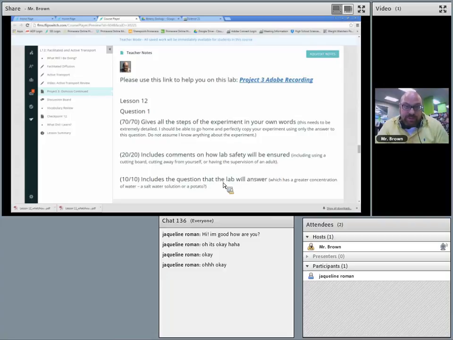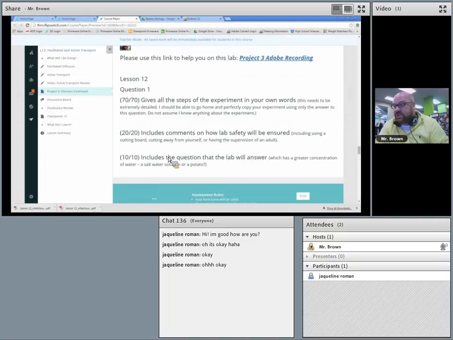So you're going to get 2 equal slices of a potato. I should be able to go home and do the experiment based on what you're telling me. So I'm going to get 2 slices of a potato. I'm going to put each slice in half a cup of water. In one of the cups, I'm going to add, I think it's a teaspoon of salt, and stir it up. So you have a fresh water and a salt water cup. Put 1 slice in the fresh water, 1 slice in the salt water, and put them on the counter for 24 hours. That's it.